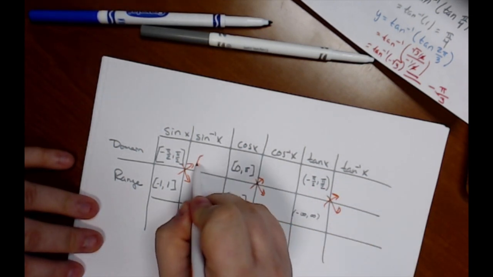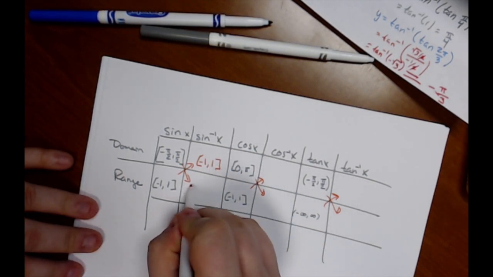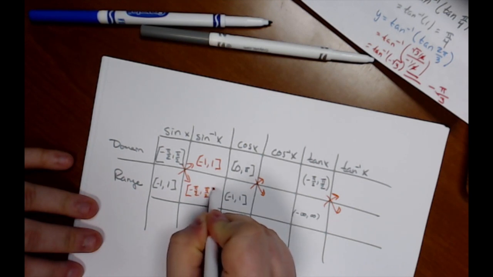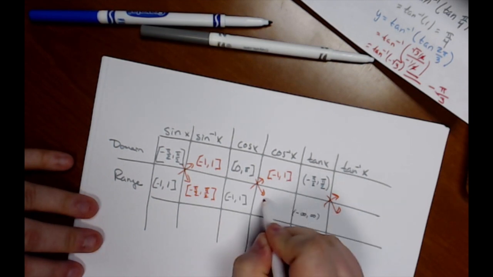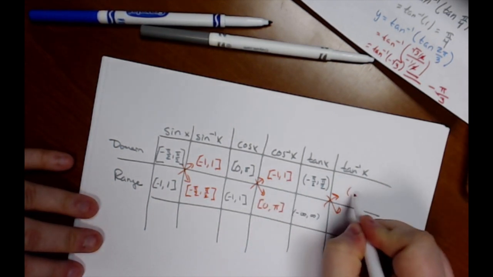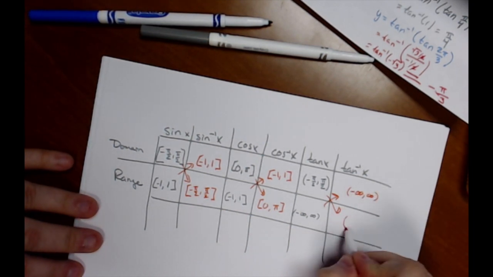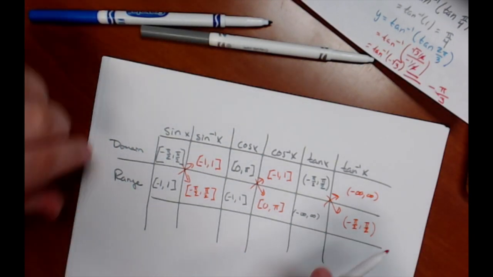And so here we have negative 1 to 1 is our domain, and negative pi over 2 to pi over 2 is our range. Negative 1 to 1 is our domain, and 0 to pi is our range. Negative infinity to infinity is our domain, and negative pi over 2 to pi over 2 with parentheses is our range.